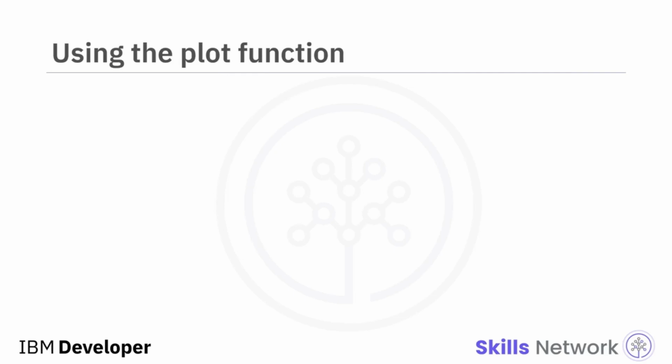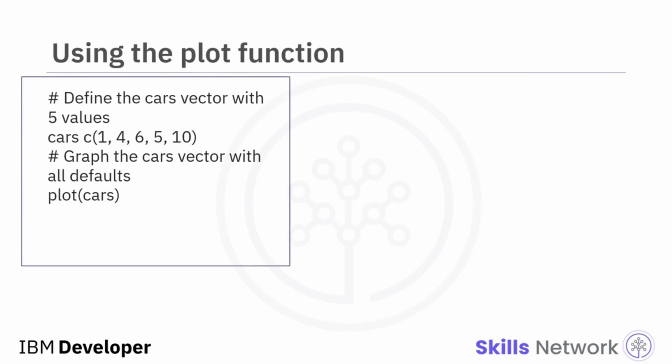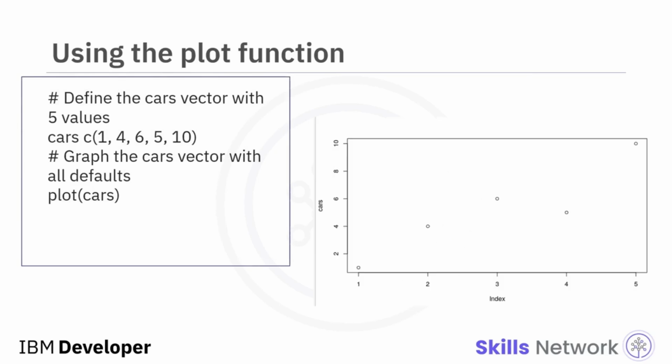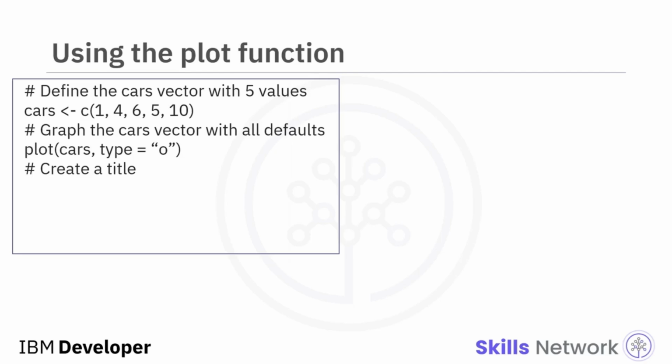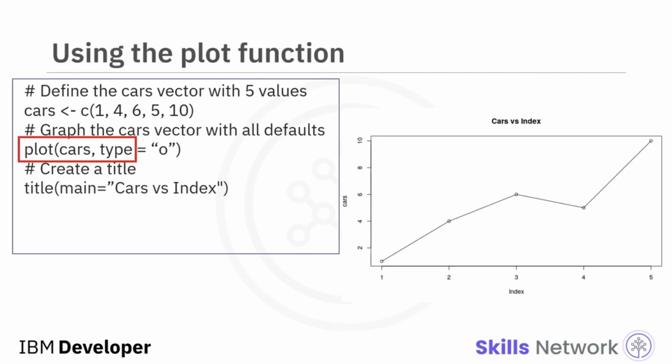R has inbuilt functions to create plots and visualizations. For example, you can create a plot using the definition shown here. The plot function returns a scatter plot of the values versus the index. You can also add lines to the plot and a title to make the visualization easier to read and understand. To add a line, you specify the type, and to add a title, you specify the title function. And now in the plot, you have added a line and a title.